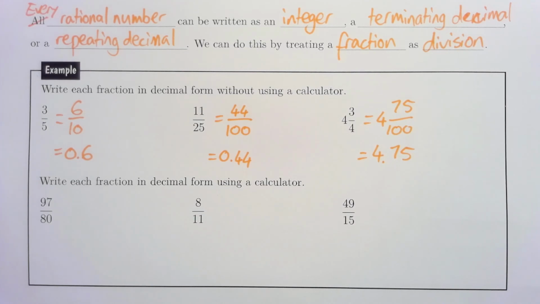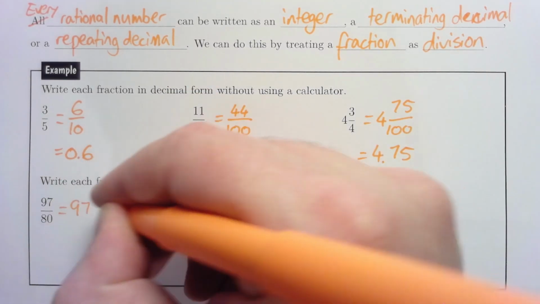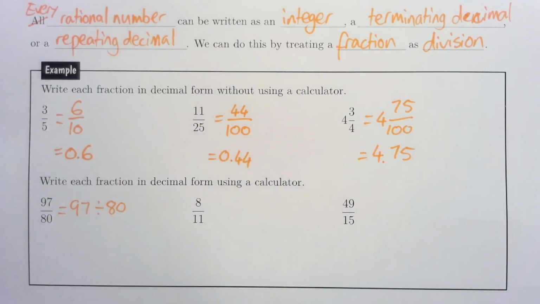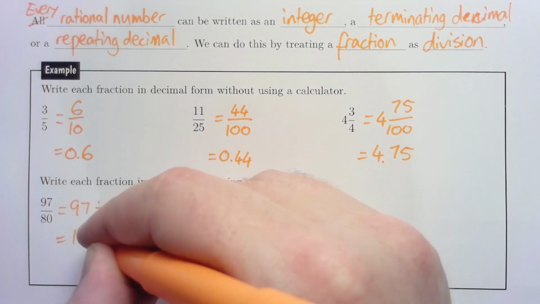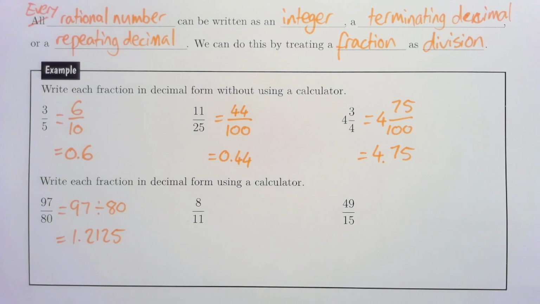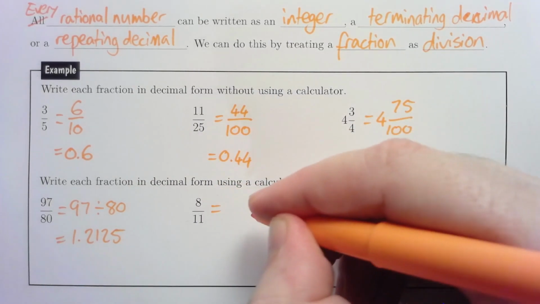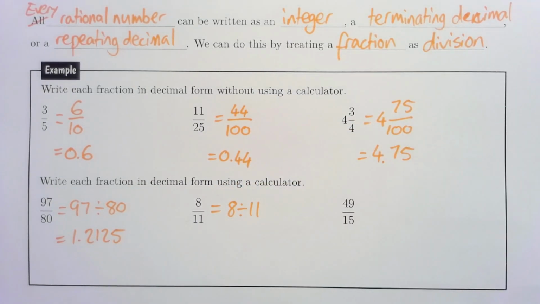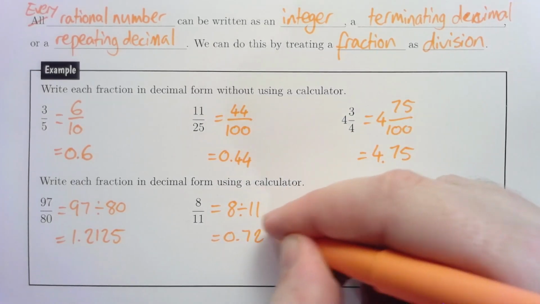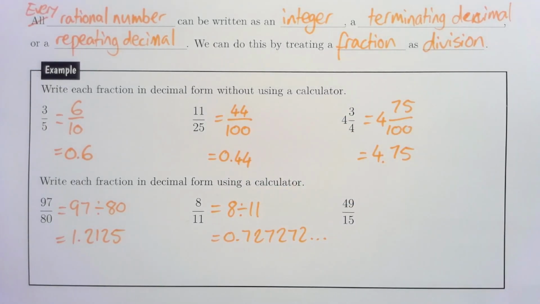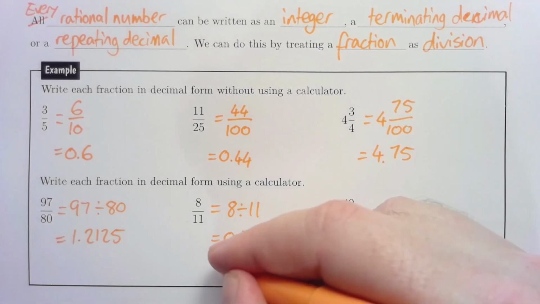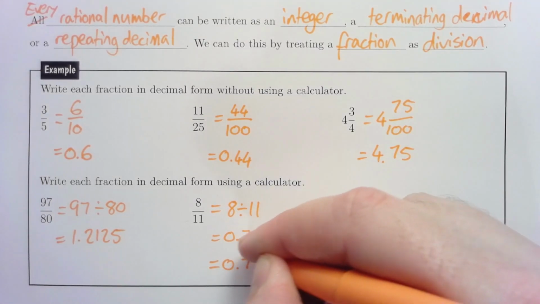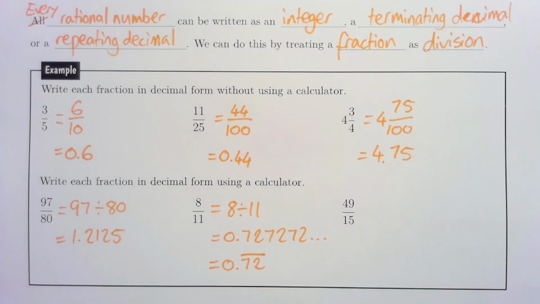So, 97/80 is the same as 97 divided by 80, which is 1.2125. 8/11, same as 8 divided by 11, which is 0.72727272. Now, your calculator will eventually terminate here, but we can see that there's a pattern which repeats. This is actually 0.72 with the 72 repeating.